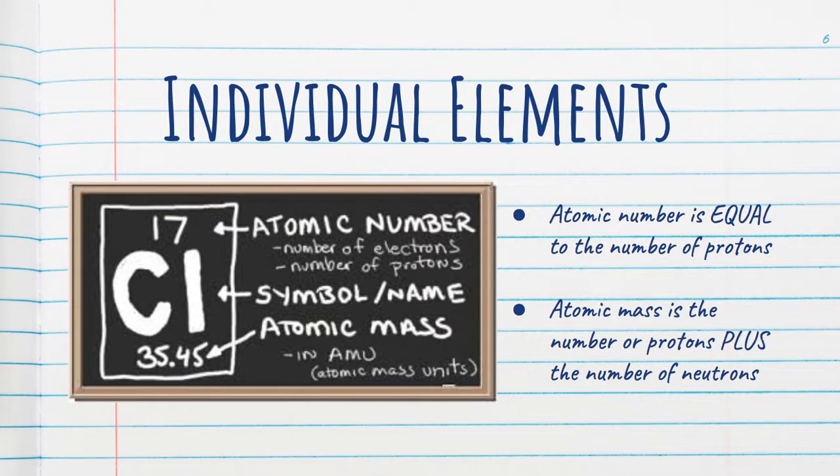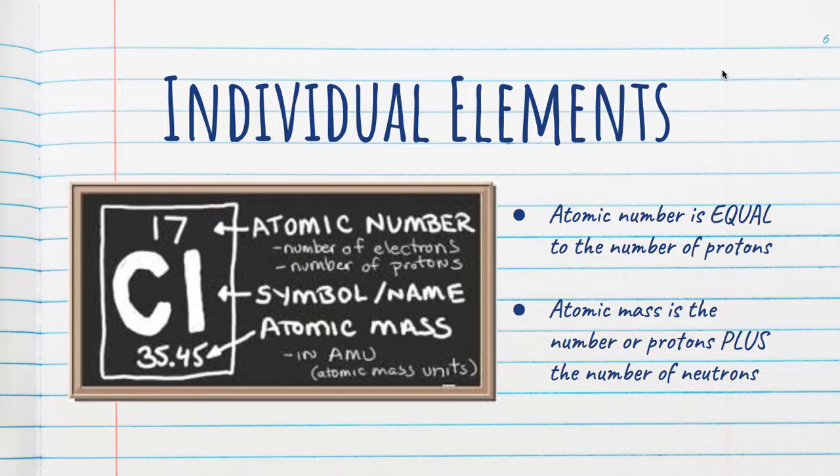So each individual element on the periodic table is going to have some information in its element box. This one here you can see is Cl. All of these chemical symbols will always have a capital letter first and then lowercase letters. Some of them are just a single letter, and that's capitalized, and they can go up to 3 letters. Most of them are 1 or 2.